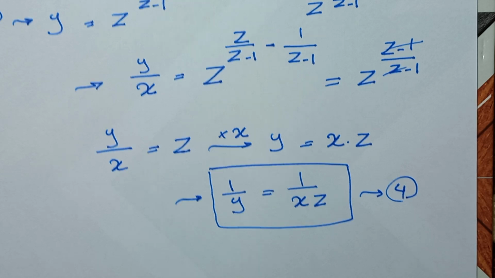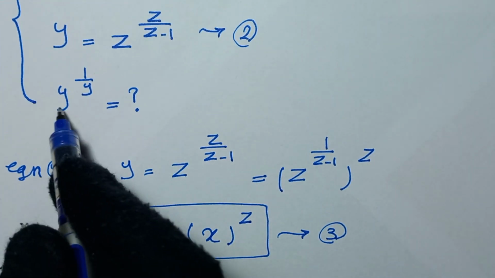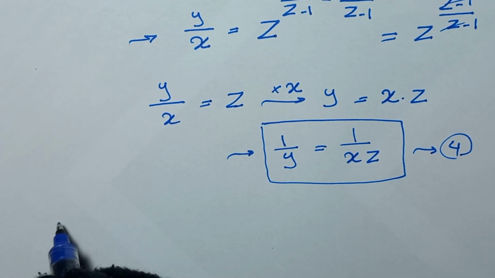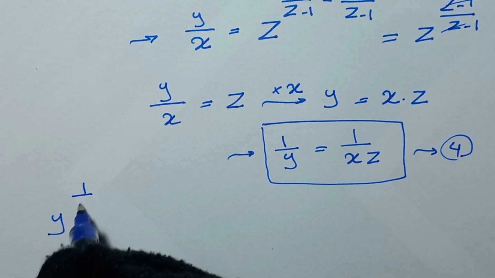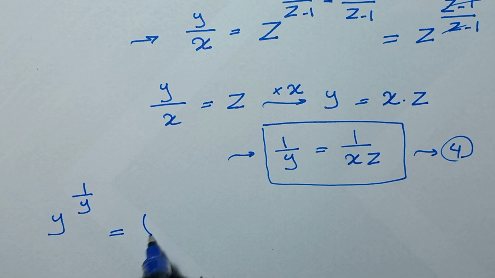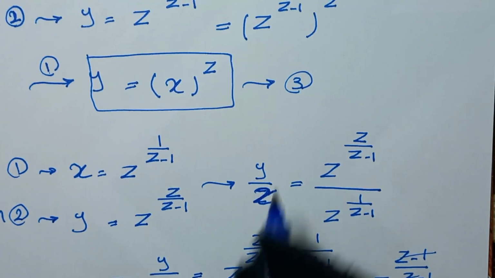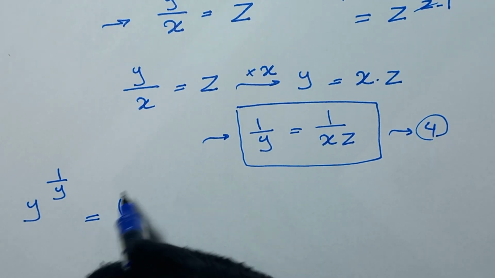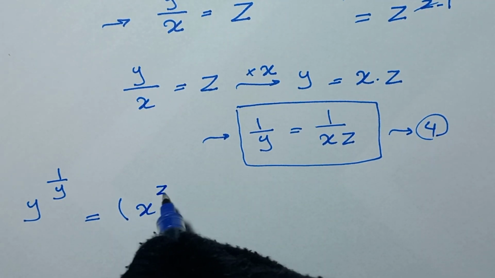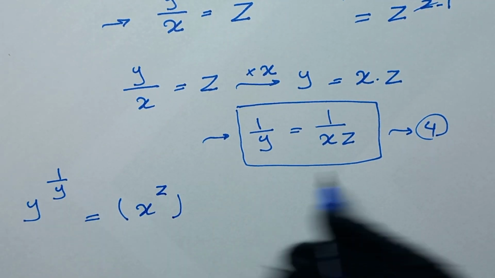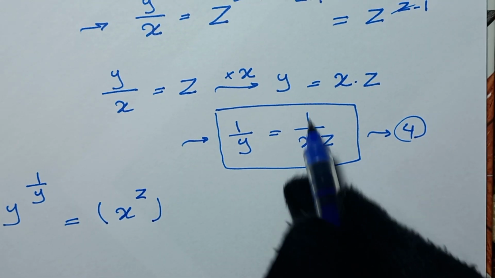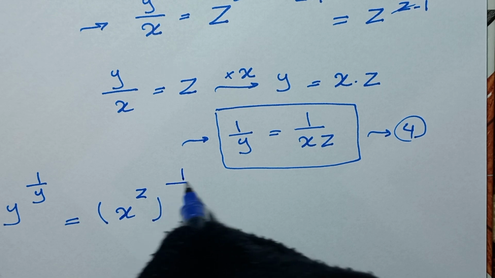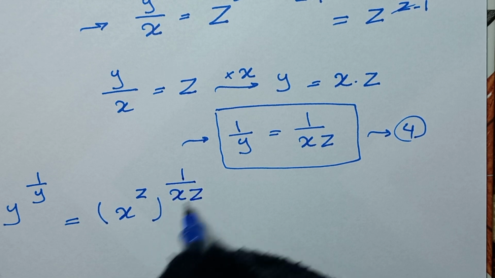So, we want to find the value of y to the power of 1 over y. So, we write in here y to the power of 1 over y. And from equation 3, y is x to the power of z. So, we write in here y is x to the power of z, and 1 over y from equation 4 is 1 over x times z. So we write in here 1 over y as 1 over x times z.